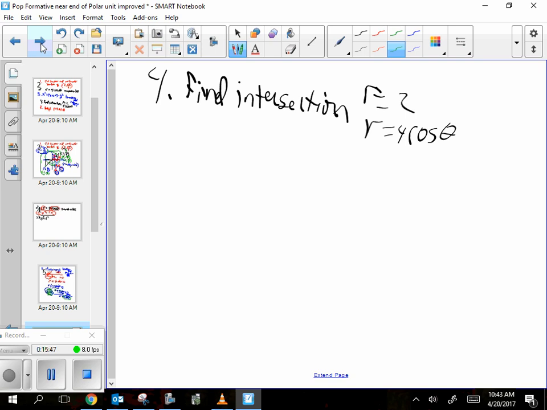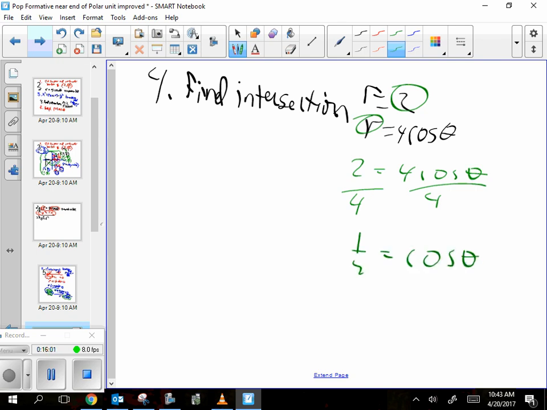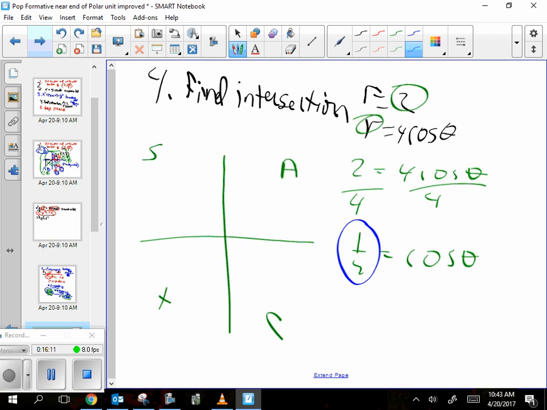Find the intersection. Well, if you had normal rectangular ones, you just stick the one equation in the other. Same thing here. r equals 2 goes here. 2 equals 4 cosine theta. Divide by 4. 1/2 equals cosine theta. And we've done these a gajillion times by now. Where is cosine positive? Because it's positive 1/2, right? So where is cosine positive? Here and here. So these have to go.